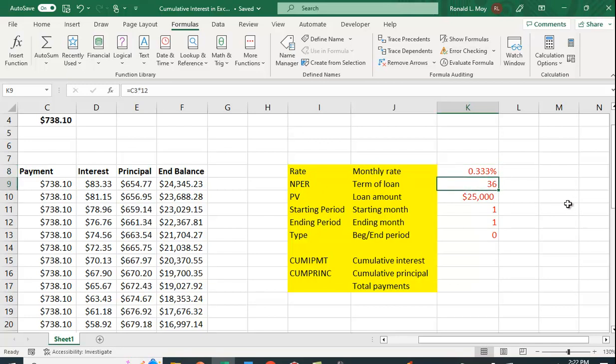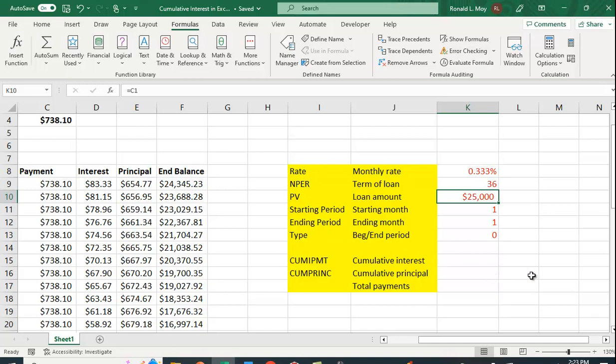I found the number of months in the loan. I've taken the 3 years and multiplied it by 12. The loan amount is $25,000. And in these two functions, you have to tell the beginning month and then the ending month. And then you also have to tell it what type of annuity it is.